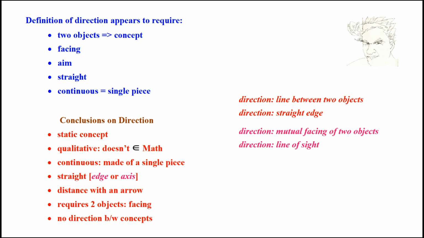So what are the conclusions? It's a static concept. It's qualitative, meaning it doesn't belong to math. Continuous, made of a single piece, straight, distance with an arrow. That's essentially what direction is. It requires 2 objects facing, and you can't have direction between concepts, so you really cannot have direction between locations. Those are the definitions I came up with. The 2 that I favored were the first and second ones in darker red, line between 2 objects and straight edge. And on the bottom, 2 lesser ones, mutual facing of 2 objects and line of sight. That's where I ended up the other day.